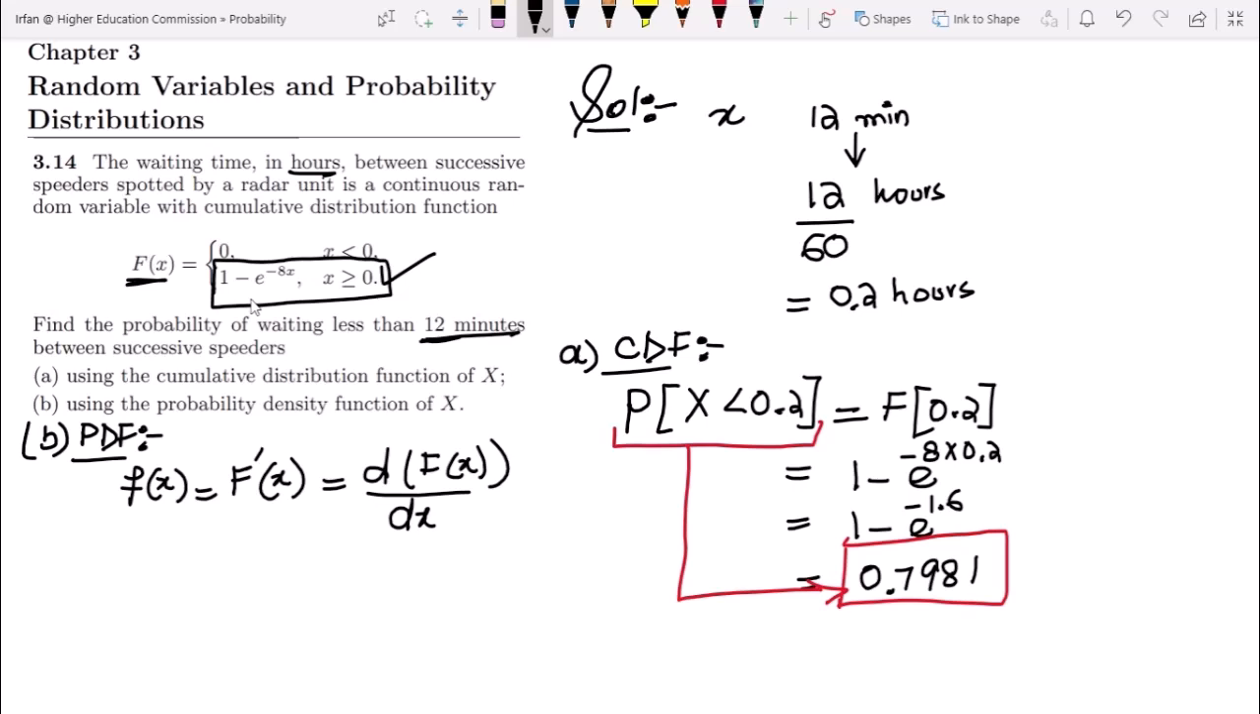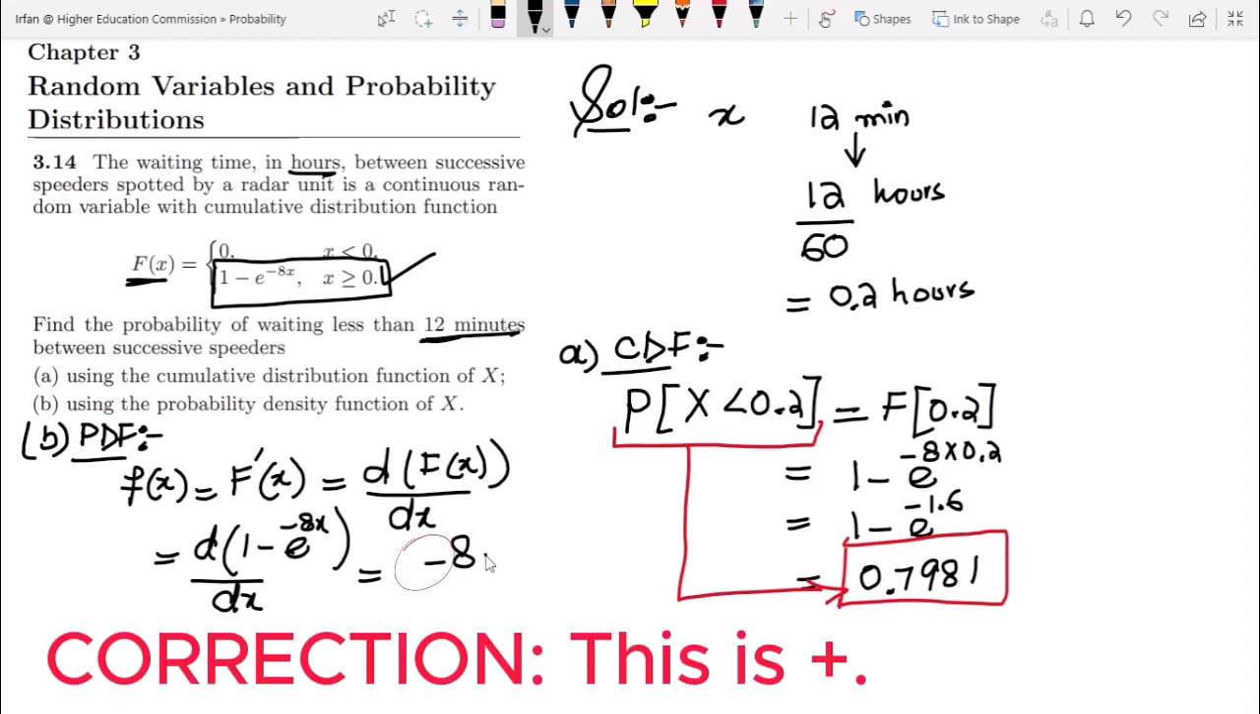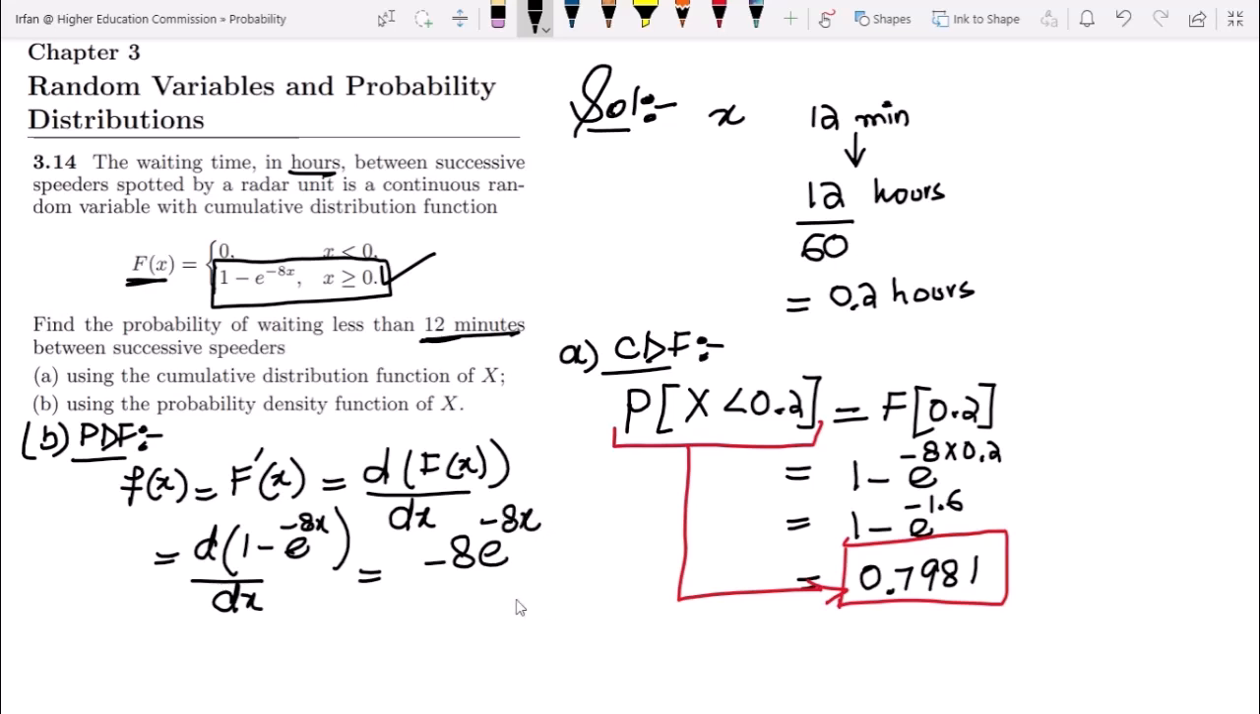So when I find the derivative of this 1 minus e to the power minus 8x, let me write it here: derivative of 1 minus exponential of minus 8x divided by dx. Here I will get minus 8 exponential of minus 8x. Okay, so this is the probability density function, f of x.